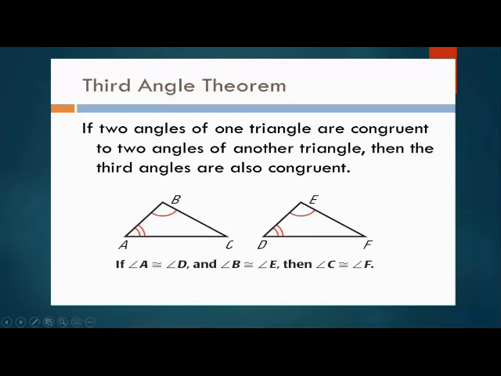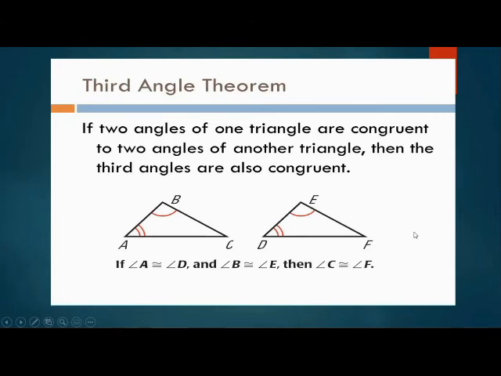Third angle theorem. What does it mean by third angle theorem? If two angles of one triangle are congruent to two angles of another triangle, then the third angles are also congruent. It means that whenever there are two triangles like ABC and DEF, the corresponding angles, angle A is congruent to angle D, angle B is congruent to angle E. The third angle which has been left, which is C and F, they both are also congruent.